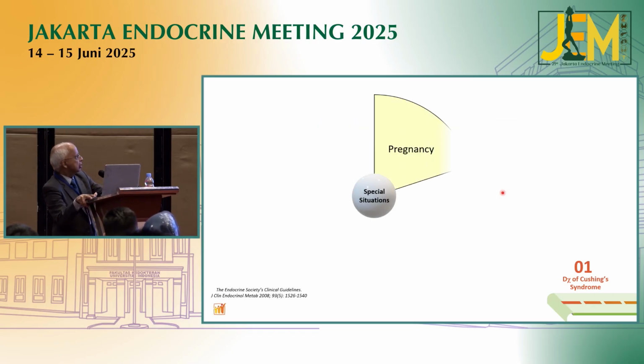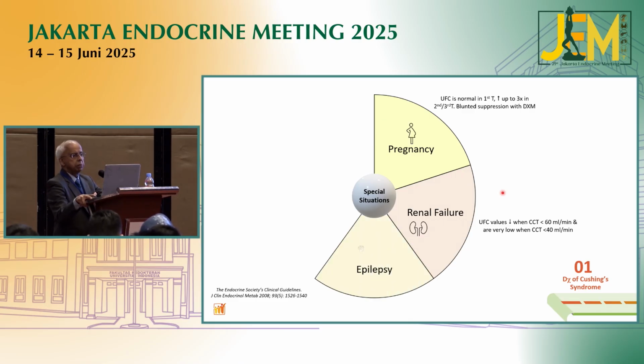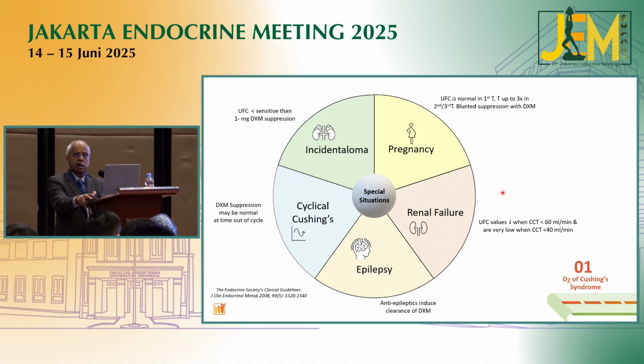There are some special situations like pregnancy, where urinary free cortisol is normally elevated. In renal failure, urinary free cortisol values are decreased, so that gives a problem. In epilepsy, drugs can metabolize dexamethasone. I mentioned cyclical Cushing's. It's an on-off phenomenon. And in incidentaloma, a dexamethasone suppression test is more reliable than a urine free cortisol.